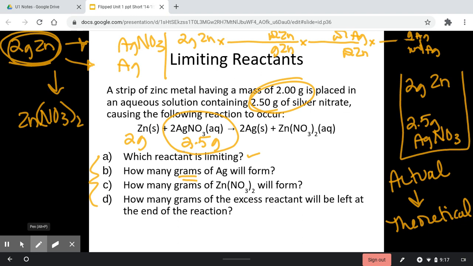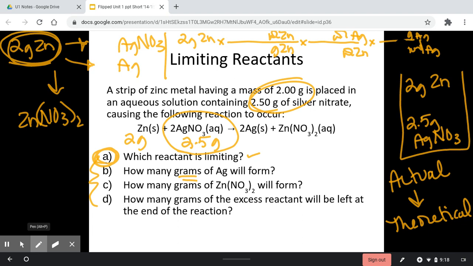But I could calculate how much silver nitrate I would actually need and then compare them. You could do similar calculations with silver nitrate. You could calculate from silver nitrate to zinc, the amount of zinc you would need if all your silver nitrate reacted. You could calculate from silver nitrate into silver. How much silver would you produce if all of your silver nitrate reacted? And then you could do the same thing for zinc nitrate. So from our 2 given pieces of information, we can calculate to 6 different theoretical amounts. You just have to be able to put into a sentence what that amount means.